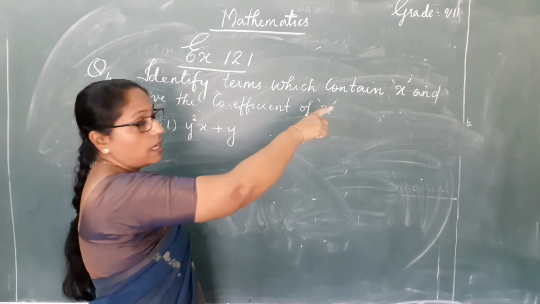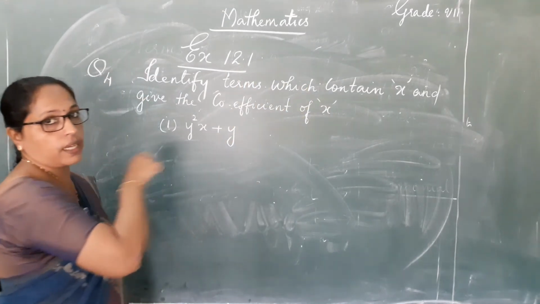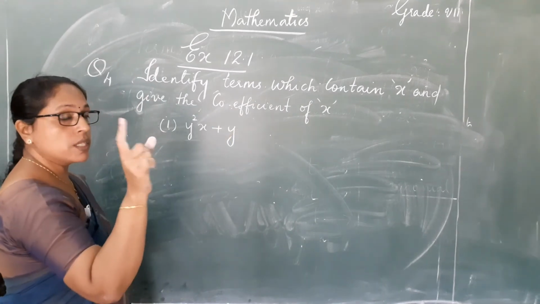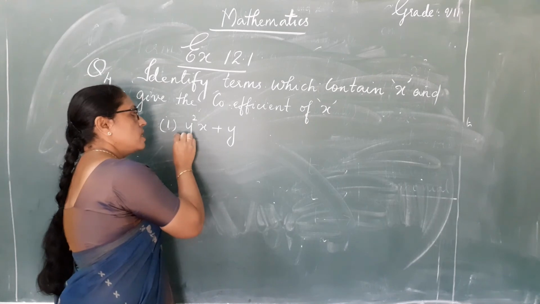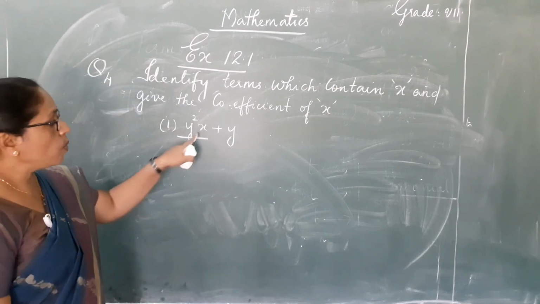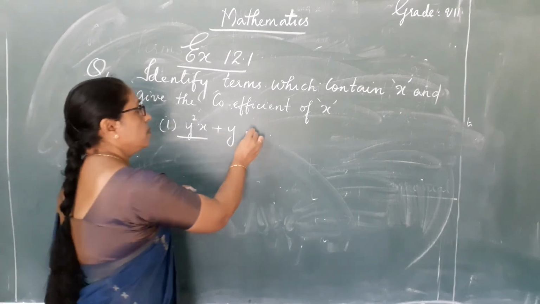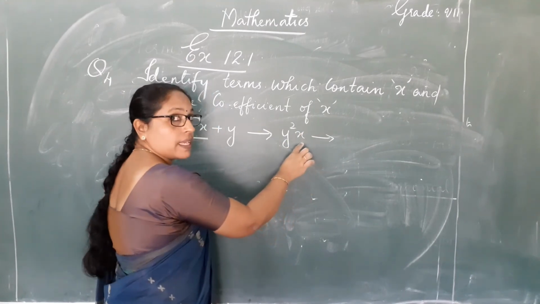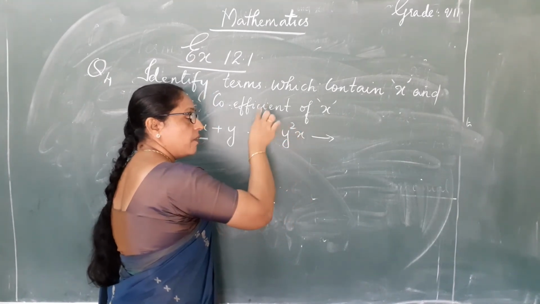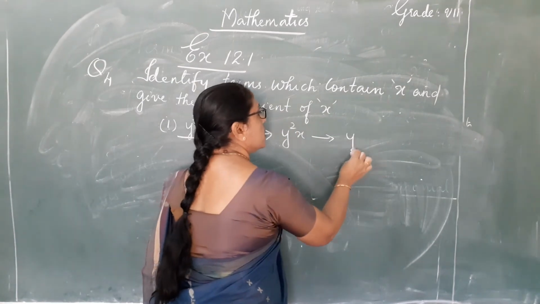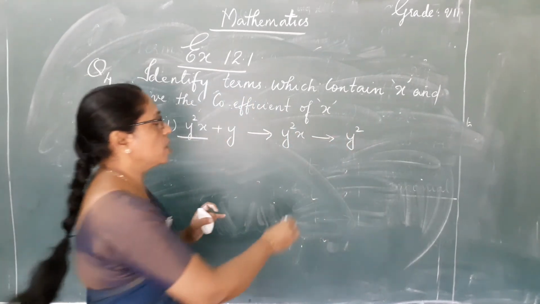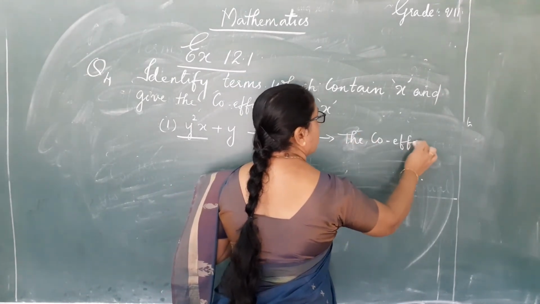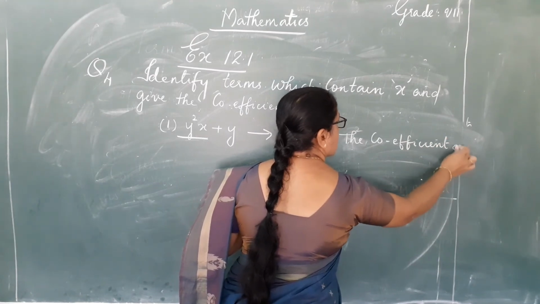So read the question well. Identify the terms. Here, check how many terms. One term, second term. There are two terms. You have to see only the term which contains x. So this is the term which contains x. So what is the coefficient of x? The term is y square x. What is the coefficient of x? You already learned that the coefficient is the factor connected with it. So the coefficient is y square. The coefficient of x is y square.